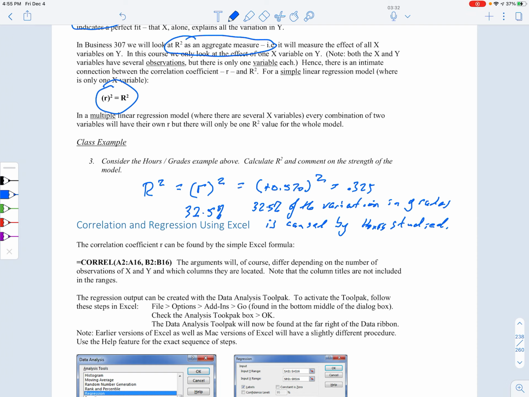Later in 307, we will look at what determines the price of a house. We'll take a look at things like the size of the house, the age of the house, the number of rooms, the number of bathrooms, the number of garage stalls, and so on. And we'll come up with an R squared value. It'll turn out to be about 67% in the first example that we'll look at. And we'll say that all of these half dozen or so variables together explain 67% of the variation in the price of a house. So it's an aggregate measure.